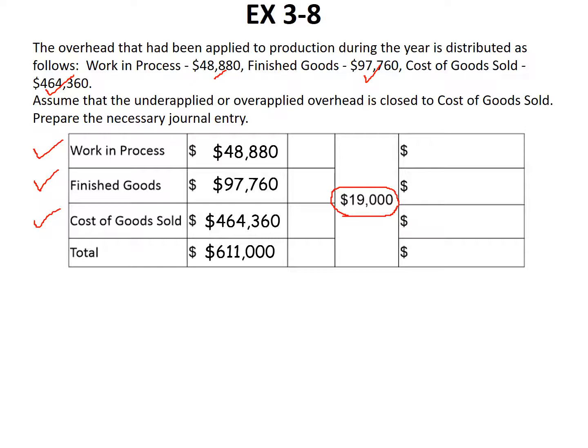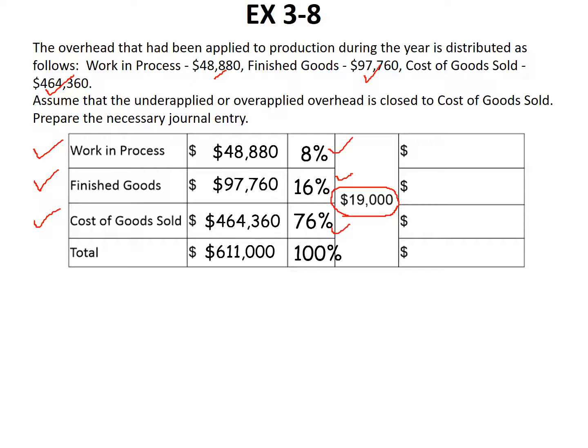Now what we want to do is apportion this $19,000 on a pro rata basis. And in this case, we take $48,880 and we divide it by $611,000. We end up with, in this case, 8%. We do the same thing for finished goods. We have $97,760. We divide it by the $611,000. That ends up being 16%. We do the same thing with cost of goods sold, and that ends up being 76%.